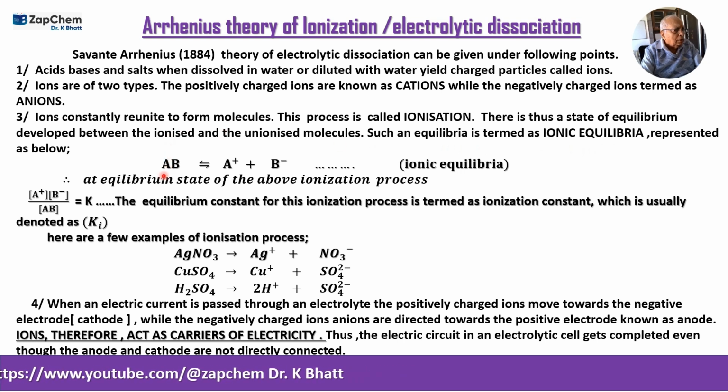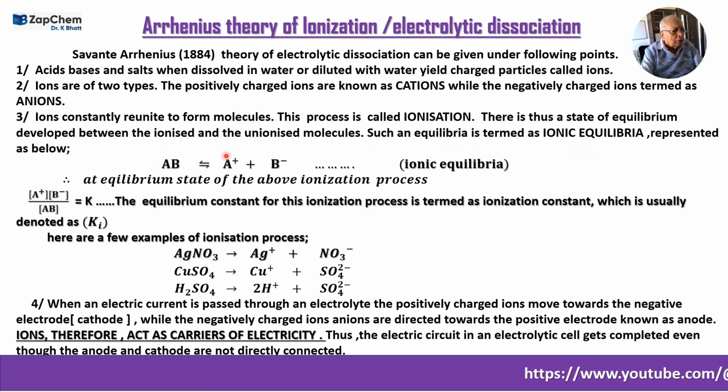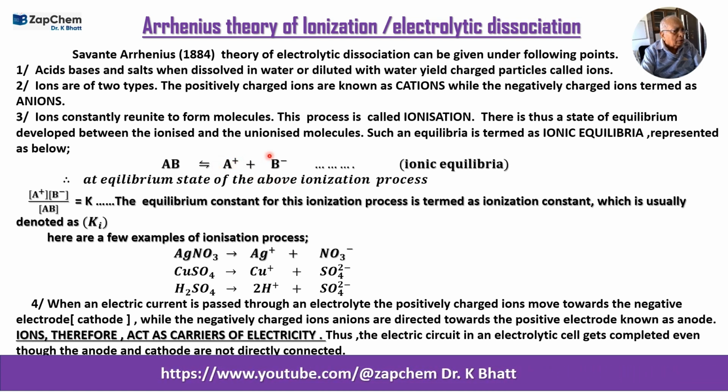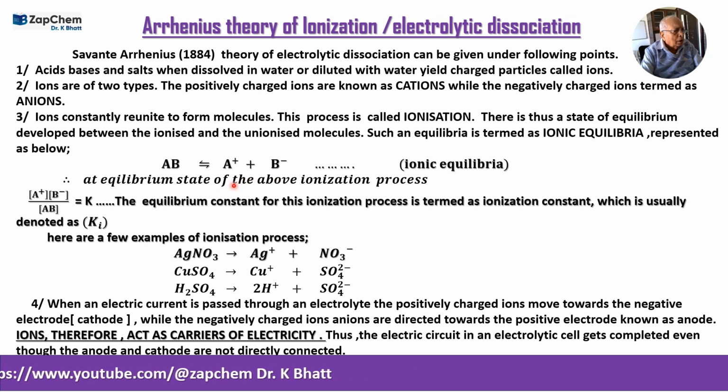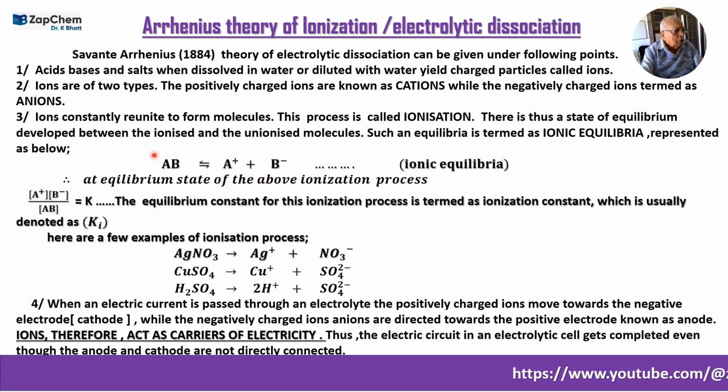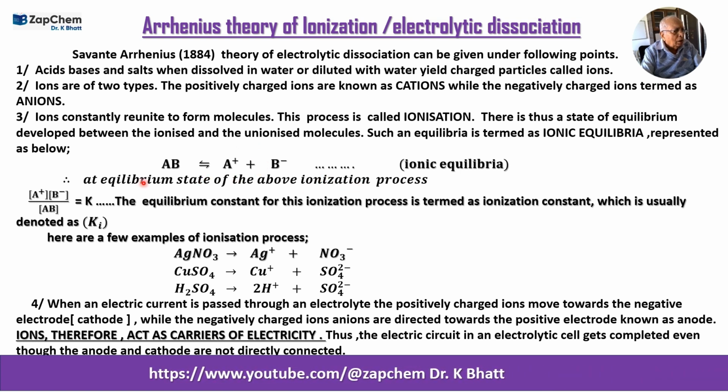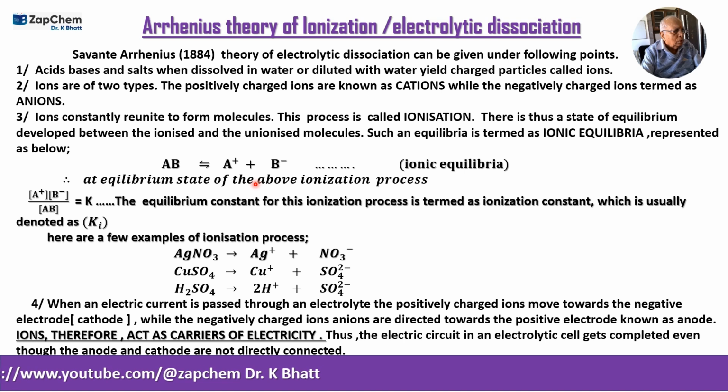Now we can represent it taking AB as the molecule which on ionization forms a positively charged ion A plus and negatively charged ion B minus. A plus is cation, B minus is anion. So at equilibria, it happens like this. AB gives out A plus and B minus in a reversible equation.